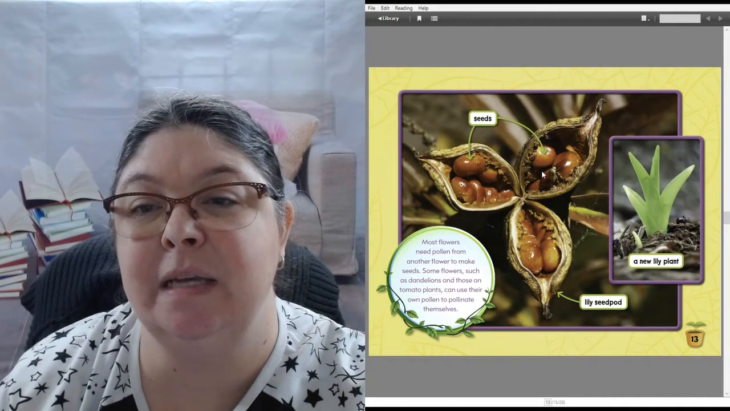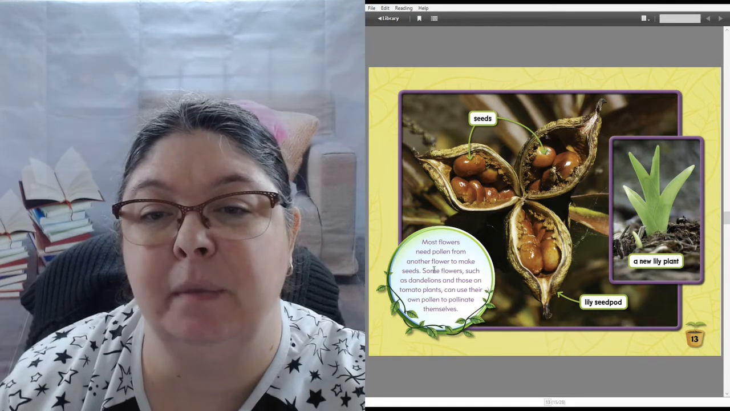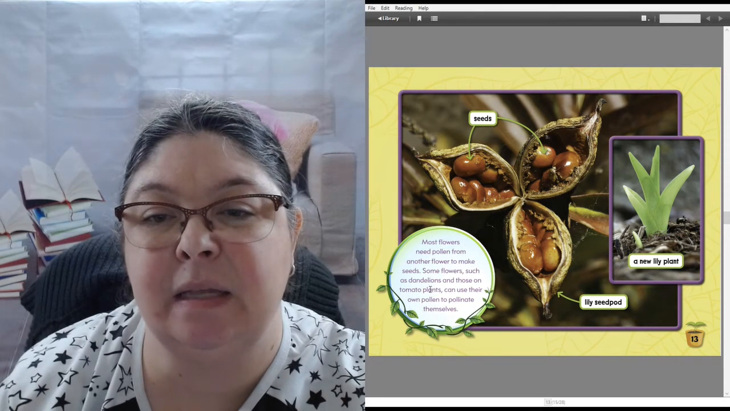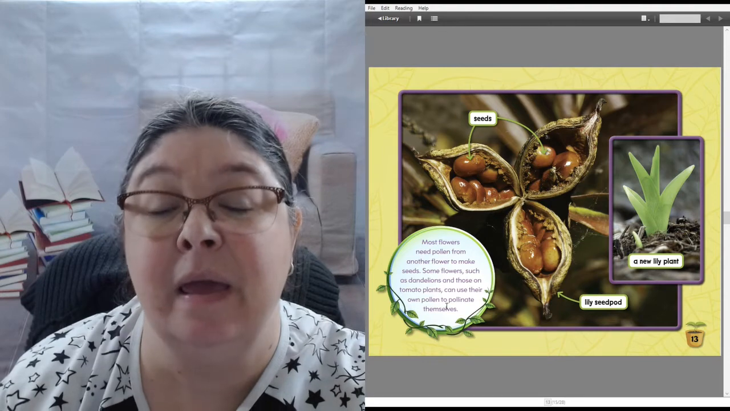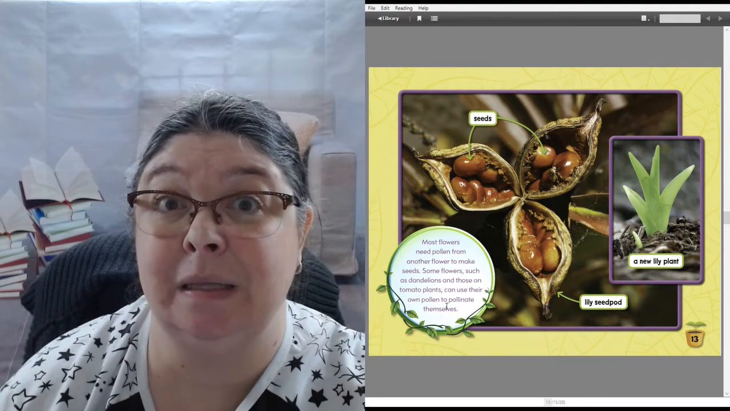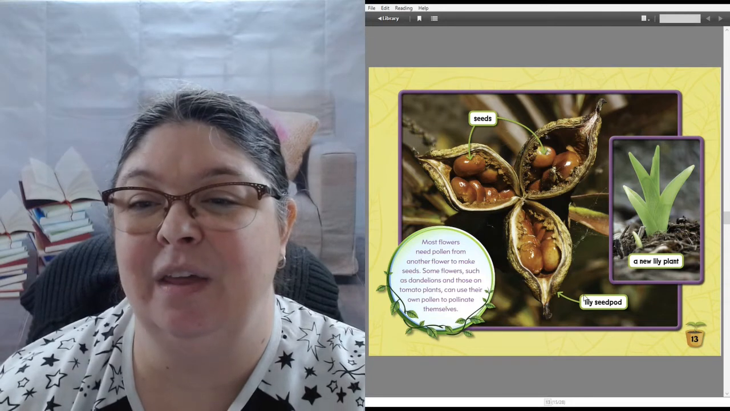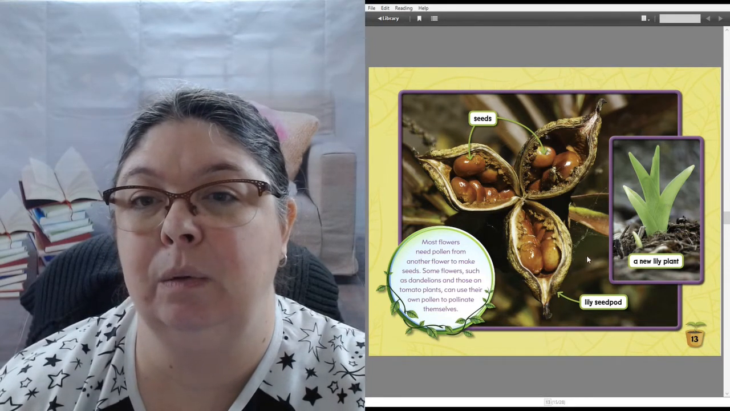Look, inside the seed pods, look at all those seeds. Most flowers need pollen from another flower to make seeds. Some flowers, such as dandelions and those in tomato plants, can use their own pollen to pollinate themselves. That's probably why dandelions just grow anywhere. In there you can see the seed pod and the seeds and then the new lily plant.